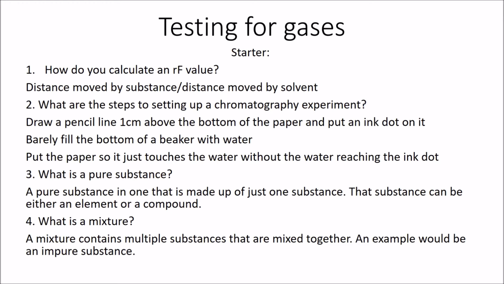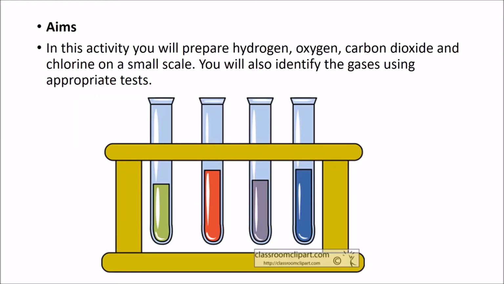So let's get into today's lesson, testing for gases. Today we're going to be looking at 4 different tests: the tests for hydrogen, oxygen, carbon dioxide, and chlorine on a small scale. We'll be making these gases, and then I'll be showing you how we measure them. But we're going to talk firstly about the theory behind it.